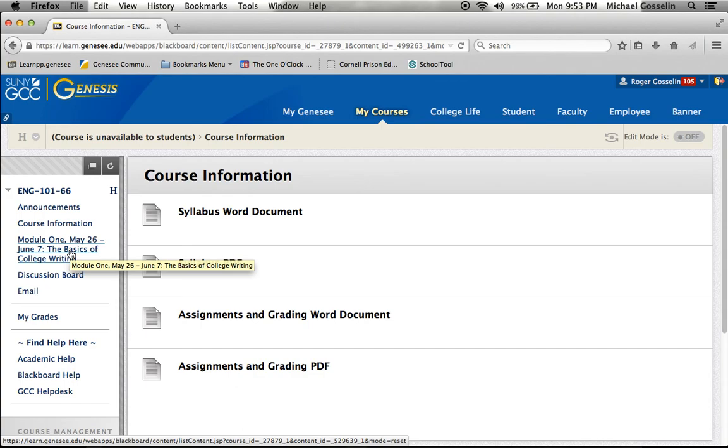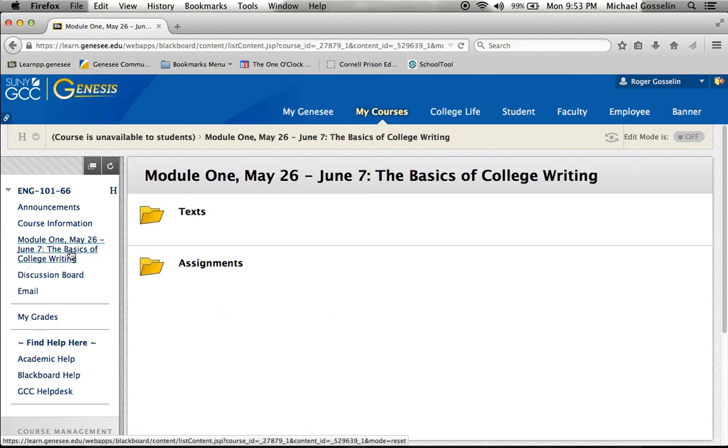The whole course is separated out into modules. The first module is called the Basics of College Writing. Runs until June 7th, and you'll notice how I set up my modules. They will all look like this. When you open up the module, you'll see a folder of texts, and certainly there'll be a lot of readings.